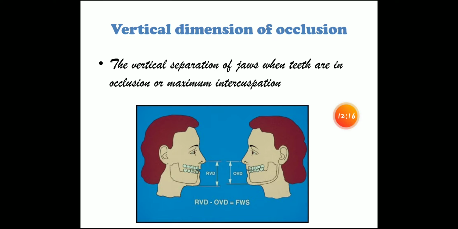The same is also found with decreased vertical dimension. Here there will be overclosure in the occlusion. So you are not using the gap, you are creating excessive freeway space, more than 2 to 4 mm. So there is no proper vertical height established, so there will be overclosure of the muscle.